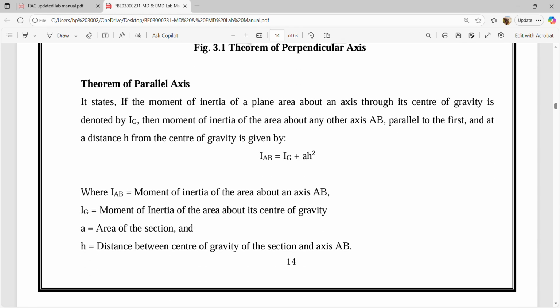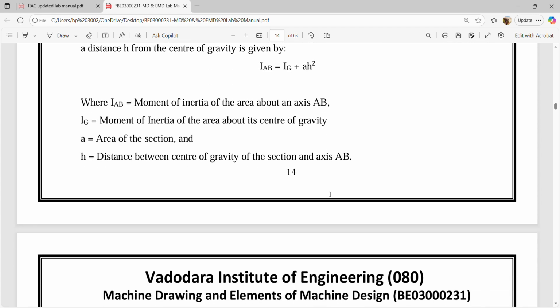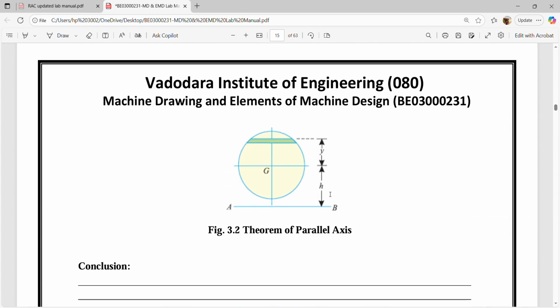Here is the nomenclature. Here we can see Iab is equal to moment of inertia of the area about an axis AB. Ig is moment of inertia of the area about its center of gravity. A is equal to area of the section. h is distance between the center of gravity of the section and axis AB. So this is the parallel axis theorem figure. Okay, this is a figure of parallel axis theorem. Here we can see the entire parallel axis theorem explained.